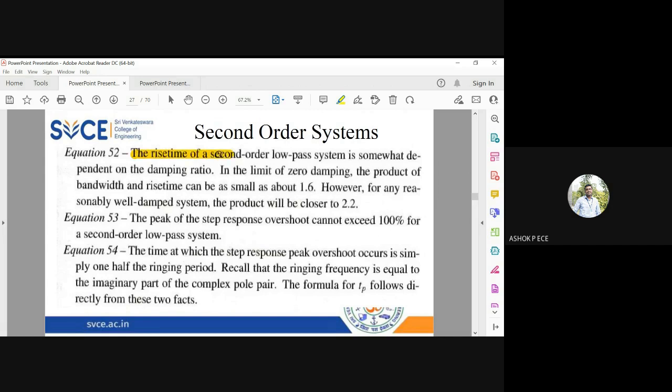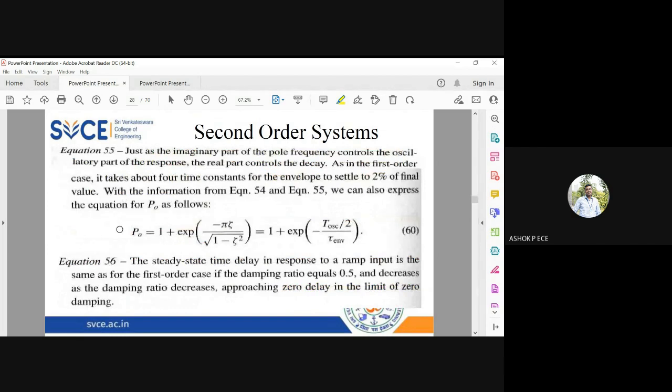The rise time of a second order system is somewhat dependent on the damping ratio. That xi, whatever is denoted here, is going to be called the damping ratio. The peak overshoot cannot exceed 100%, so it will be less than 100% only. The time at which the peak overshoot occurs is going to be called Tp, and we have the expression for Tp. And P naught is the maximum amplitude which occurs in the time domain. And finally, we have this delay, epsilon. What is the delay in time when you give the input? That is going to be epsilon.